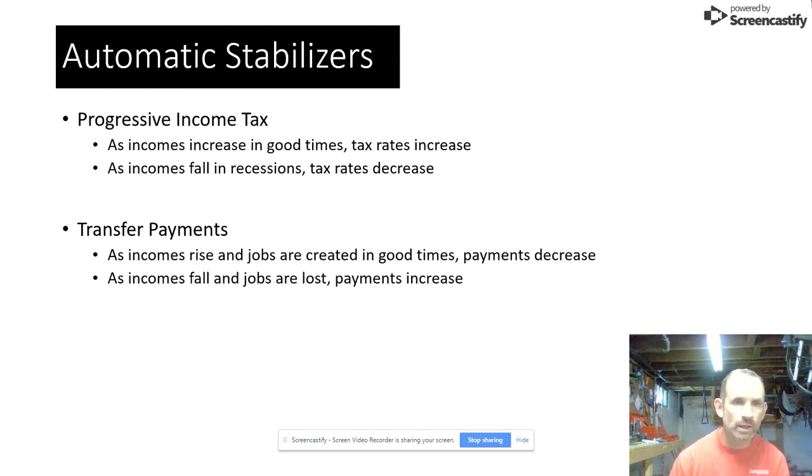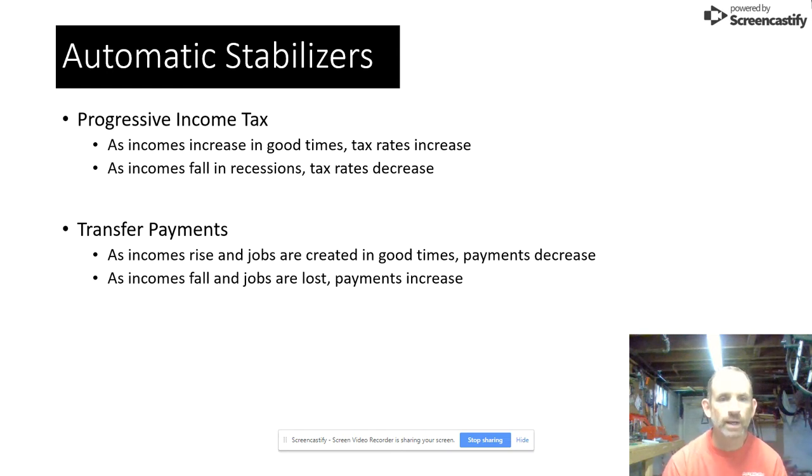So people with higher incomes actually pay a higher rate of income tax than people with lower incomes, and the same for businesses. So the way this works is as the economy is in a good period and incomes are rising, more and more people are getting up into those higher tax rates, so more taxes are being taken out of their paychecks. And vice versa, as we go into a recession and people's incomes fall, the tax rates decrease. So that, well, I'll come back to that.